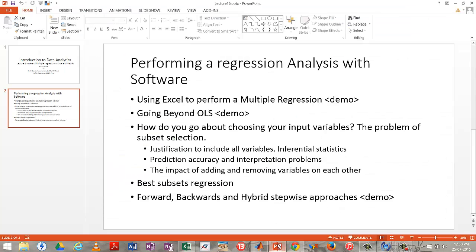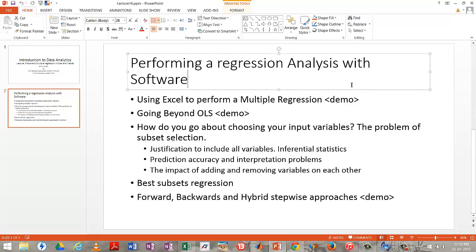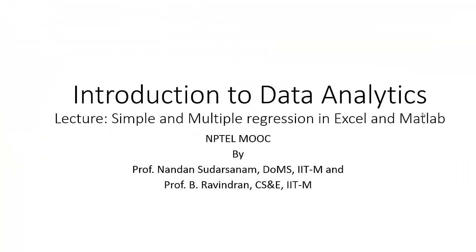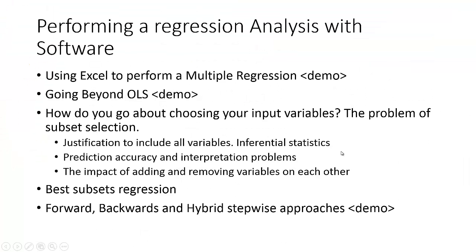The gold standard in doing that is this process called best subsets regression. Best subsets regression basically says, okay, so you have 20 variables, or let's say I had 10 input variables. Let's try every subset of those 10 variables.